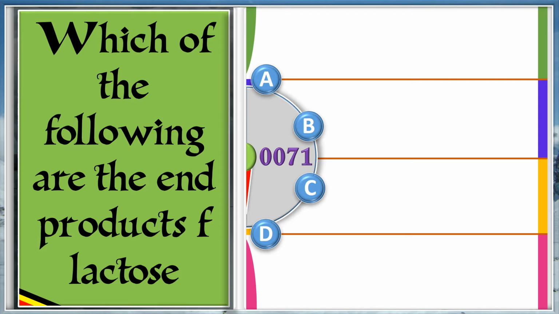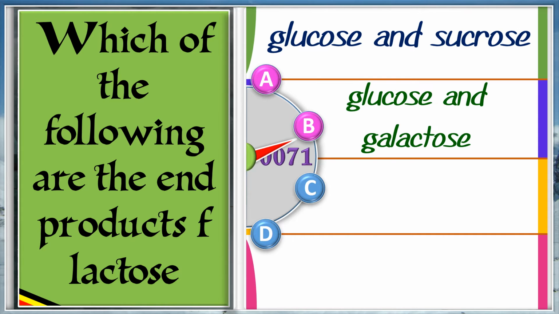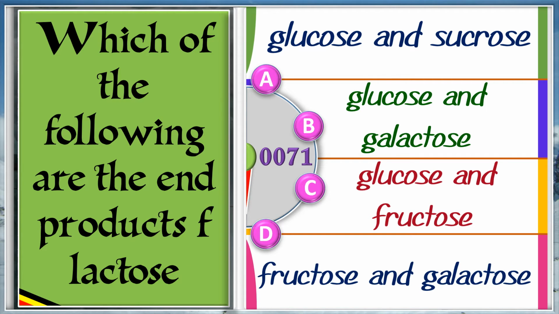Which of the following are the end products of lactose? A. Glucose and sucrose. B. Glucose and galactose. C. Glucose and fructose. D. Fructose and galactose. And the answer is B. Glucose and galactose.